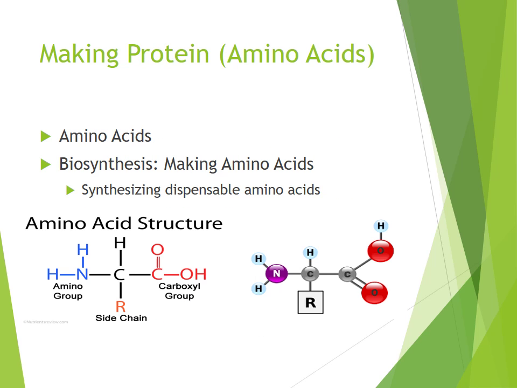Making protein, also known as amino acids. Proteins are made from the combination of indispensable and dispensable amino acids. The body synthesizes dispensable amino acids from pyruvate, other compounds involved in glycolysis, and compounds from the citric acid cycle.